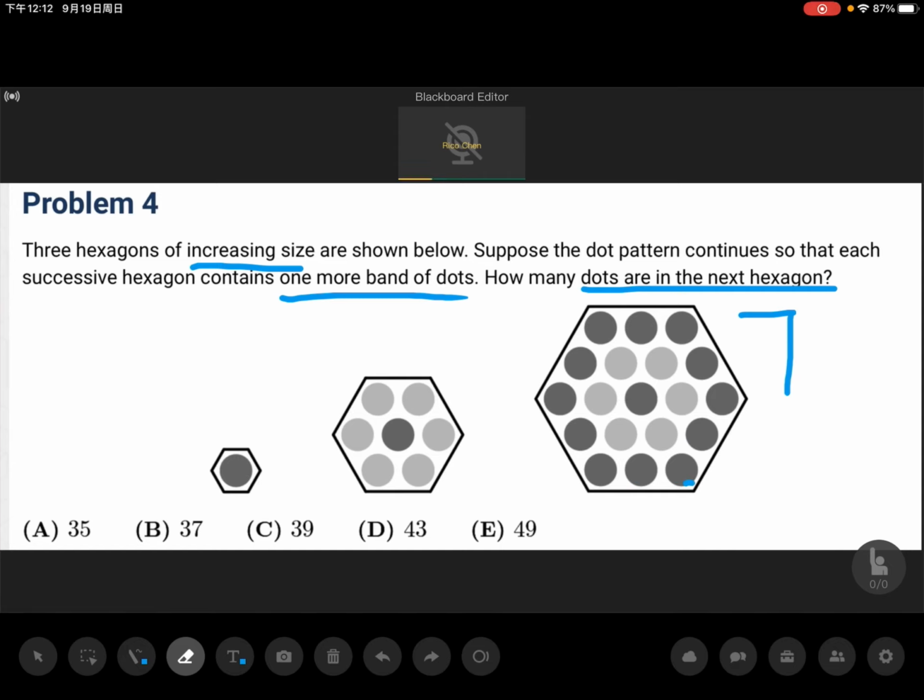Next, let's look at how many dots will be in each line. So let's say this is our top line. It has 1 dot. This top line has 2 dots. This one has 3. So this also tells us that the top row will have 4 dots.